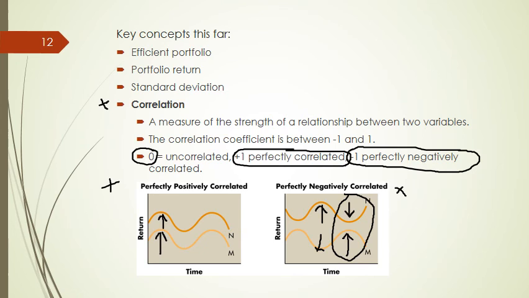So that is correlation. This will become quite important when we talk about diversification in the next lecture, so please be mindful of this. It will hopefully become clearer, but more so we will apply it to show how diversification, as aided by negative correlation, leads to a reduction in risk.